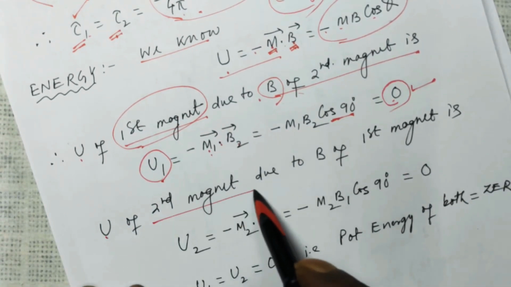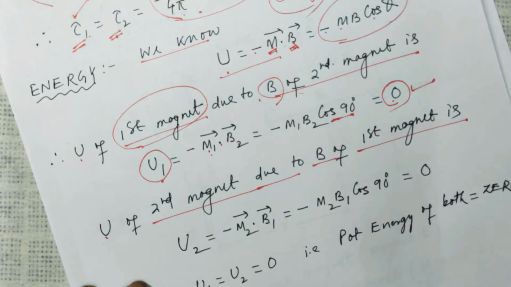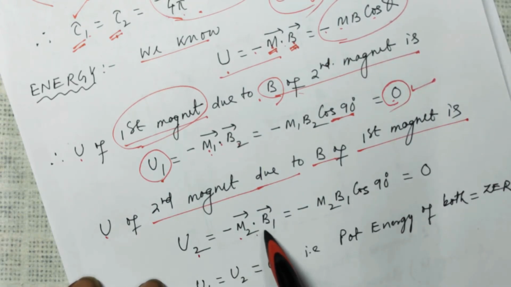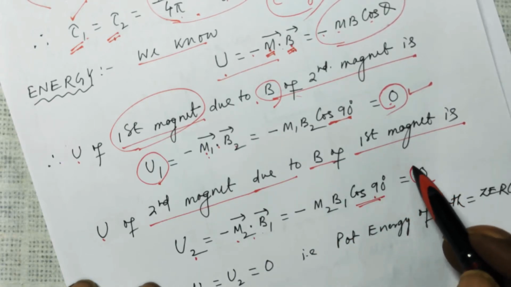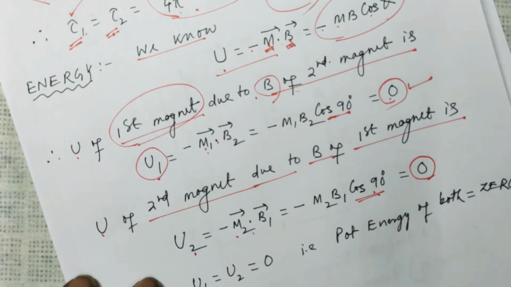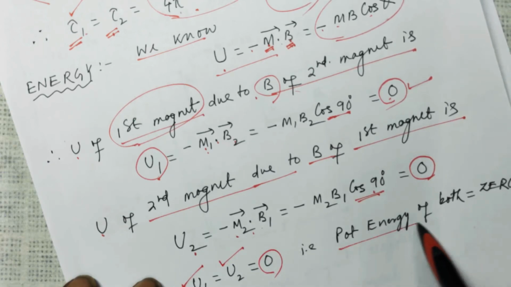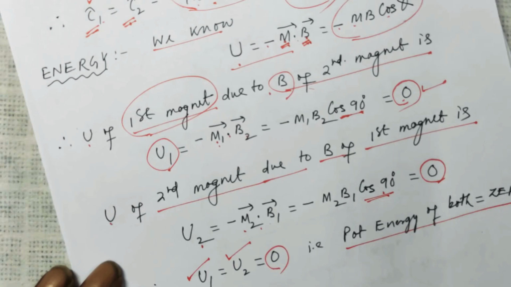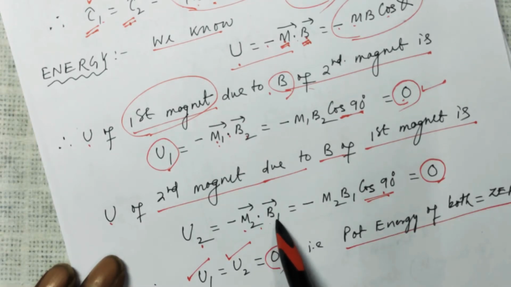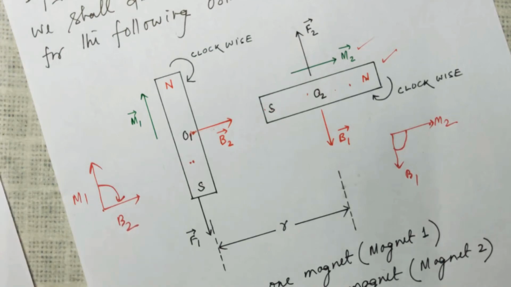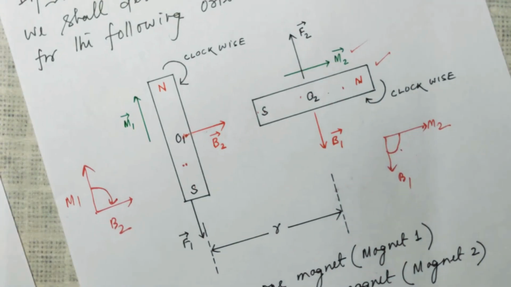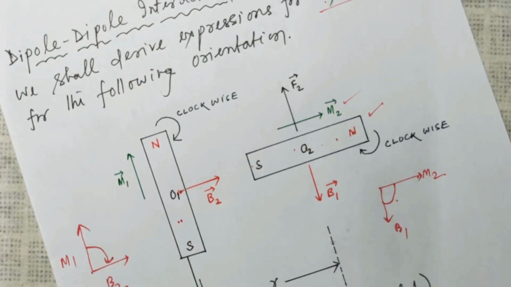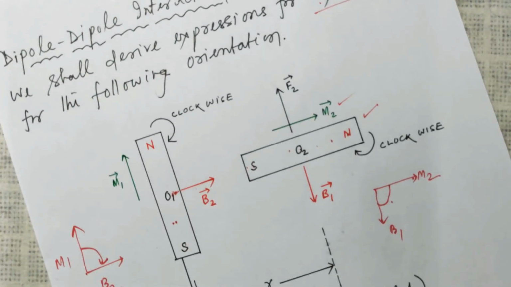Similarly, the potential energy of the second magnet due to the magnetic field of the first magnet, U2, will be minus M2 dot B1, and that is a dot product. So there is a cos theta term, cos 90 is 0, so the potential energy is 0. That is, the potential energy of both the first one and the second one are 0. Now if you look at the angle between M2 and B1, M2 is to this side, B1 is to this side, so the angle between them is 90, so cos 90 is 0. So the potential energy for both the magnets is equal to 0.